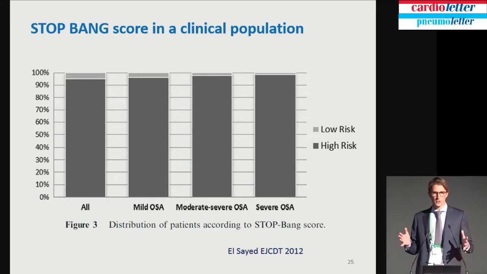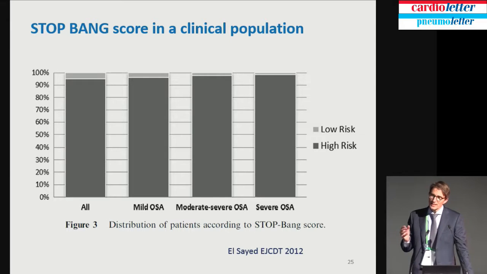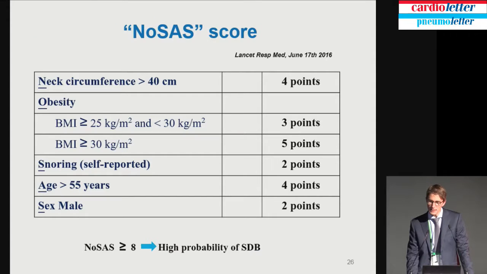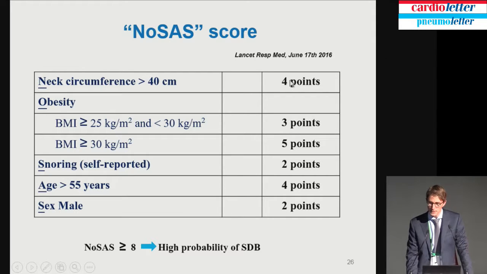In the HypnoLaus study, so general population, about 69% of the people were positive. So you don't miss anyone, but it's not very discriminative. That's the problem. So we decided to make another score. It's called the NOSA score, based on the HypnoLaus cohort, that will be published tomorrow in the Lancet Respiratory Medicine. So it includes 5 items.